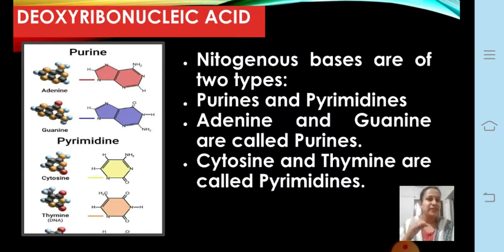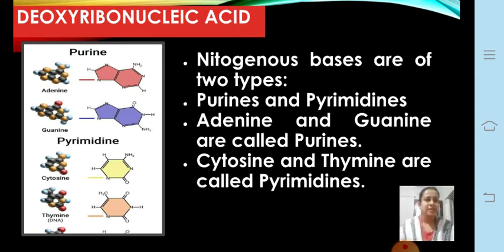but in the case of DNA, there are only two, that is cytosine and thymine. There is one more pyrimidine called uracil, which is present in RNA, not in DNA. In place of thymine, in the case of RNA, uracil is present. So thymine is not present in RNA. So remember, cytosine and thymine in the case of DNA are called pyrimidines.